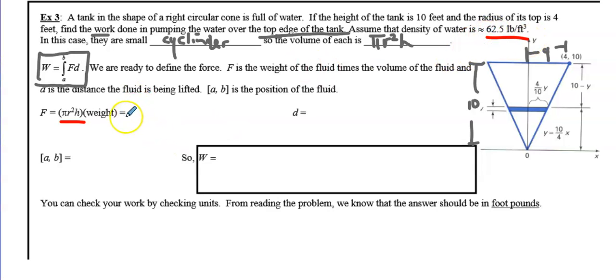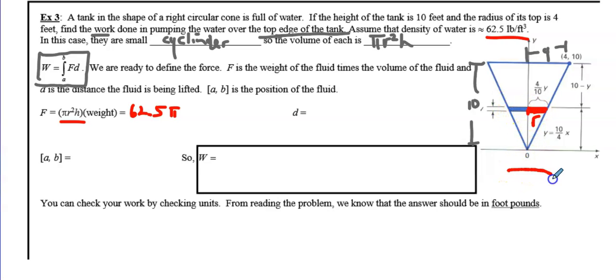So our force is going to be, I'm going to go ahead and multiply the weight first. I'm going to do 62.5. And then we want to go ahead and do the rest of this. So we're going to do a pi. So what is the radius? The radius is actually going to be the distance from here to here. This distance right here. This is going to be our r. All right, this is the radius of our cylinder.